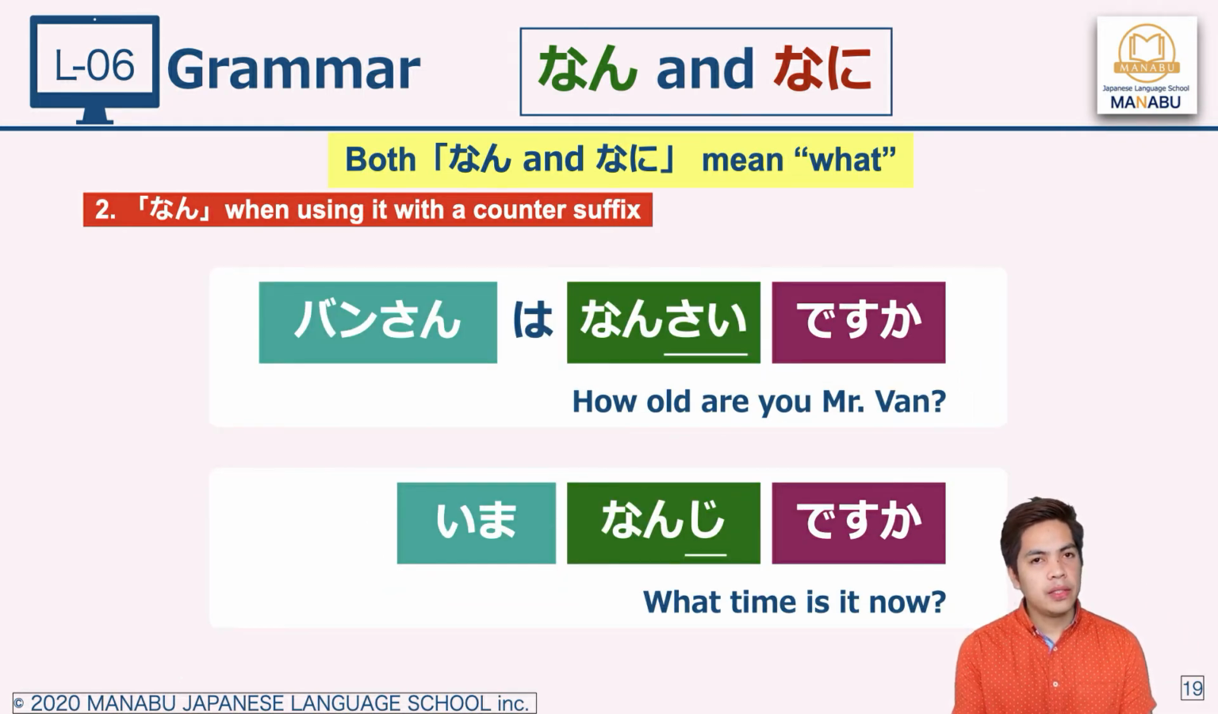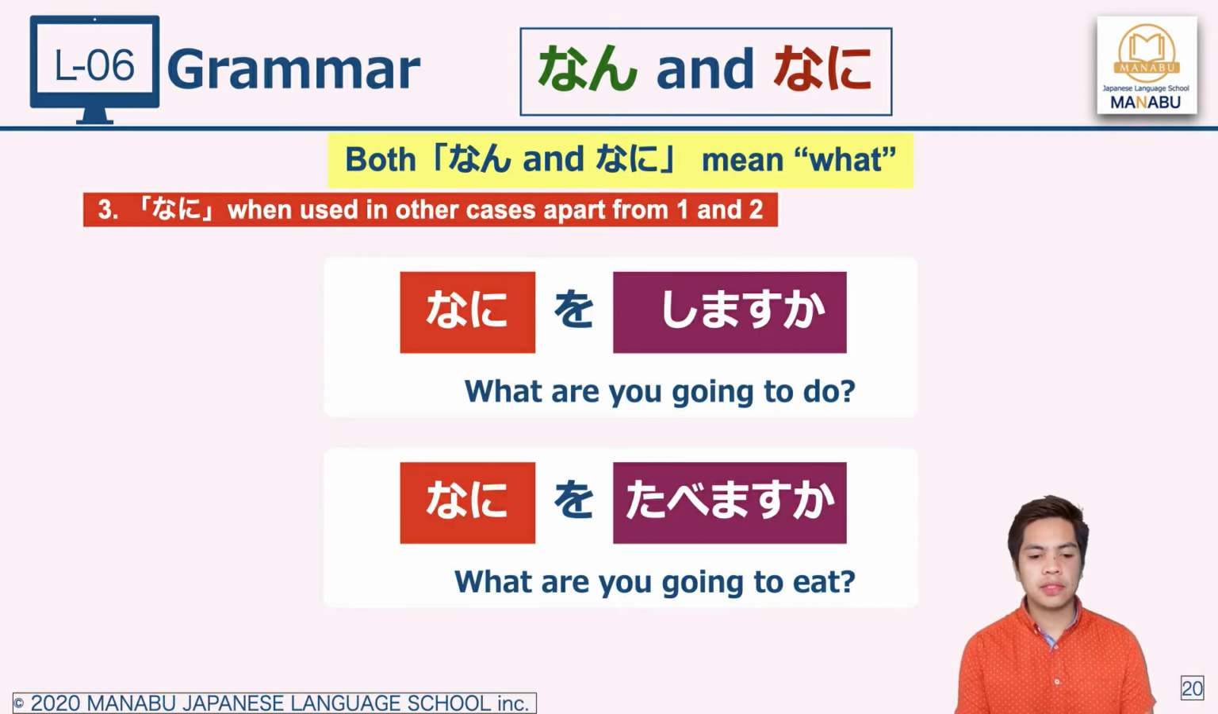And we use nan when using it with a counter suffix, the suffixes that count things or objects. In this example, bansang wa nansai desu ka? Nansai. You cannot use the word nani sai. Next example, ima nanji desu ka? What time is it now? So nanji. Once again, ji is the counter suffix for time. Nani is used in other cases apart from the first and the second use of nan.